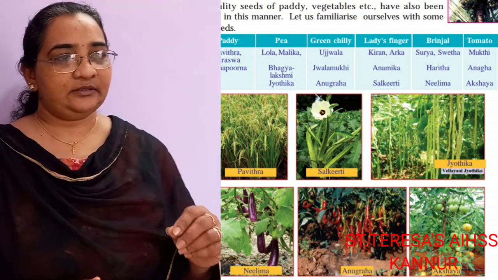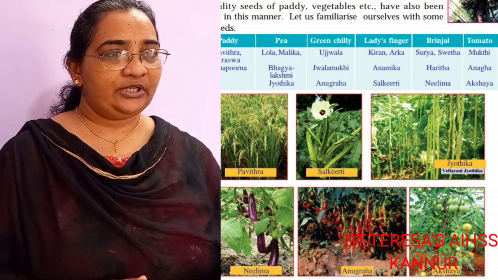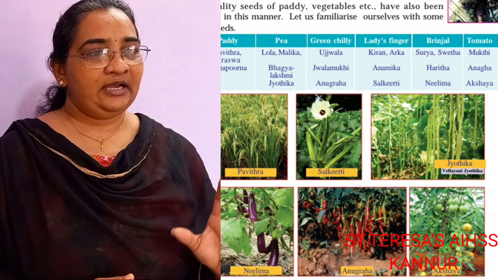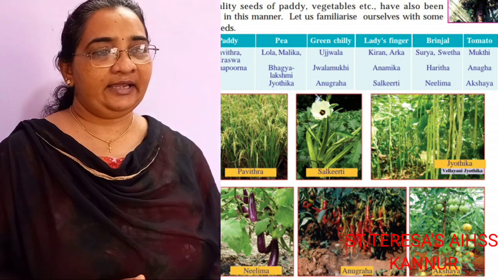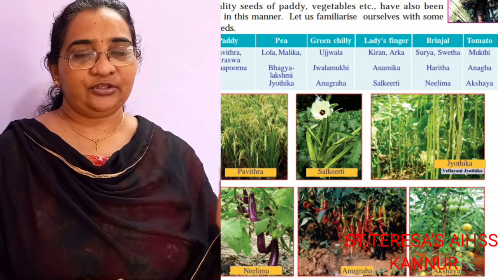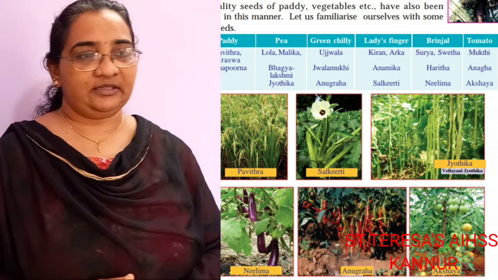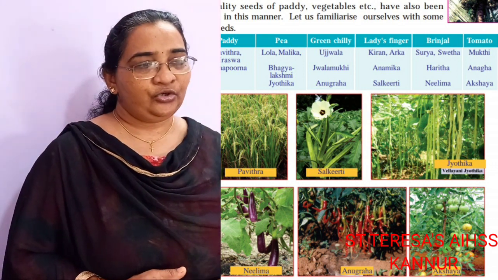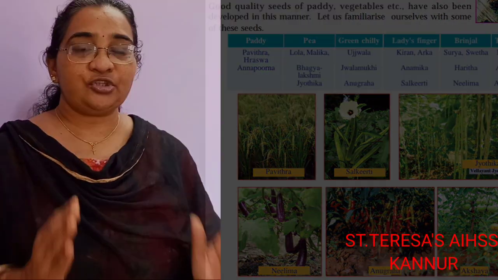Then in tomato, it is Mukthi, Anagha and Akshaya. So you can see those pictures also given there in the textbooks. So these are some of the superior quality seeds which we can get. Okay. So these are some of the hybrid varieties. You have to learn the names of all these hybrid varieties by heart because this will be asked for the exam. Okay.